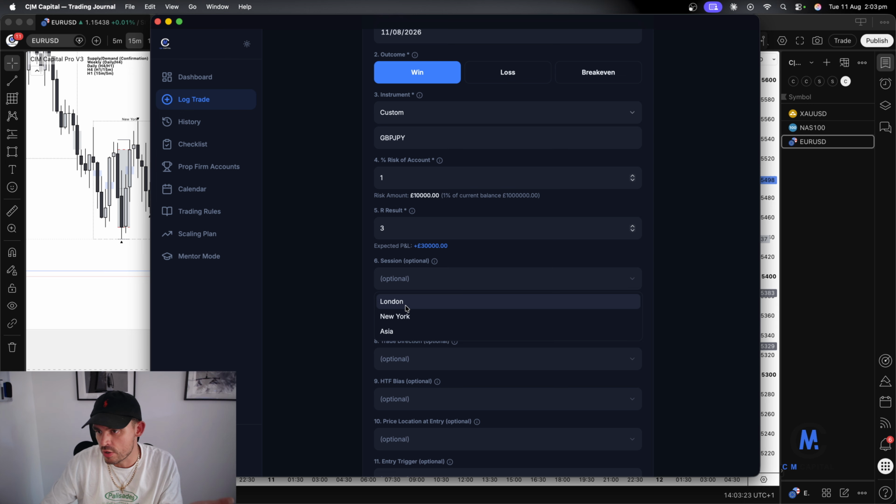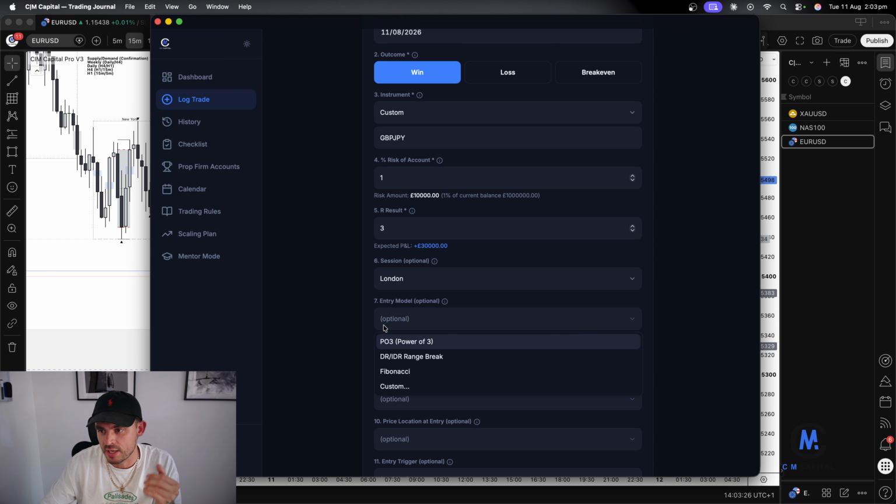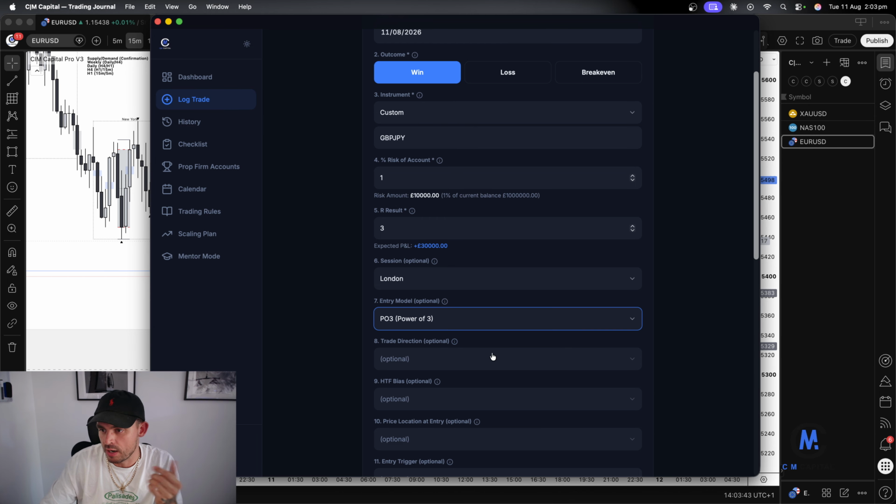So session, I normally trade London, so I'll do London session. Entry model is only these 3 at the minute, but like the instruments, once you put in a custom one, if you trade supply and demand or you trade whatever else, trend lines, you put in that and it will save into your entry model drop down list. So I do power of 3, for example.